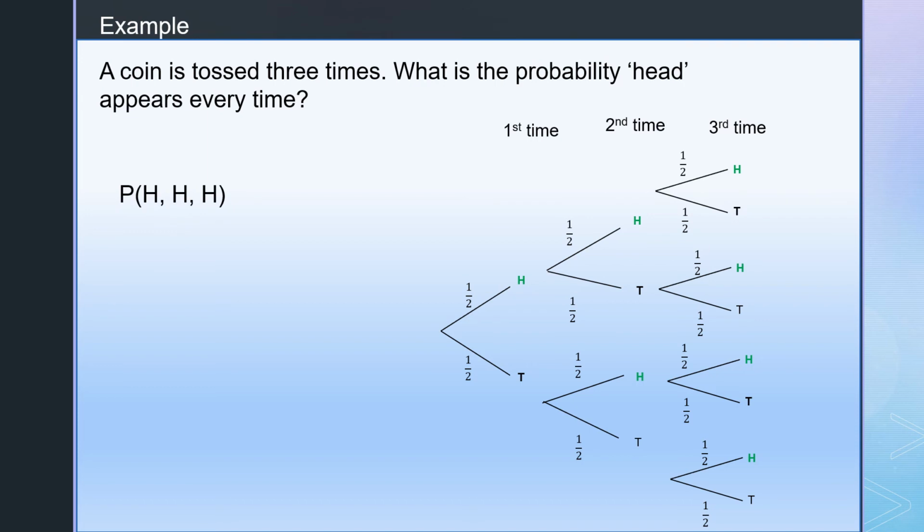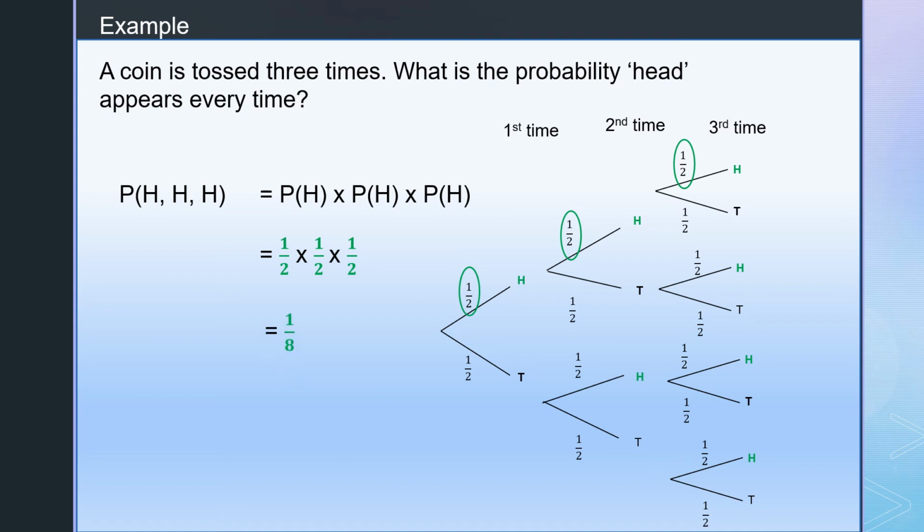We want to find the probability of 3 heads. Then the first time, we need to find the probability of getting a head times the second time a head times the third time also getting a head. Then the chance is a half times a half times a half equals 1/8.